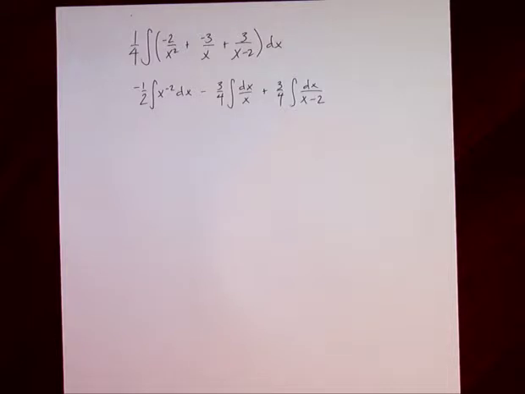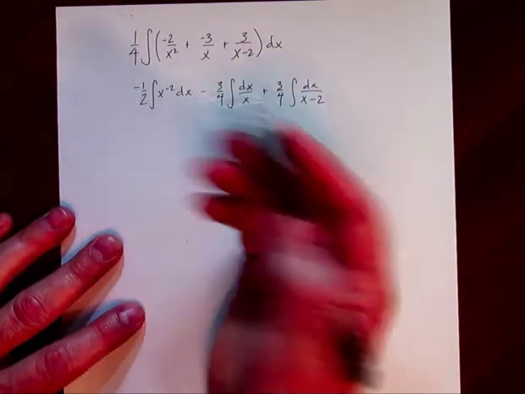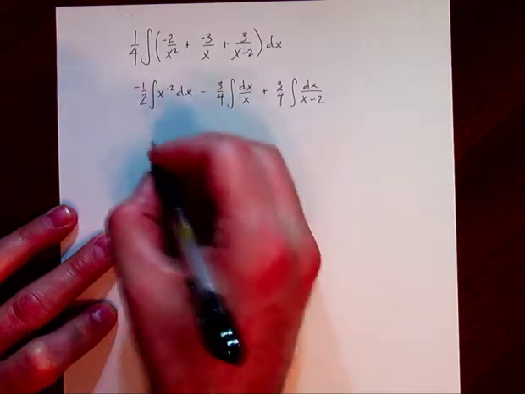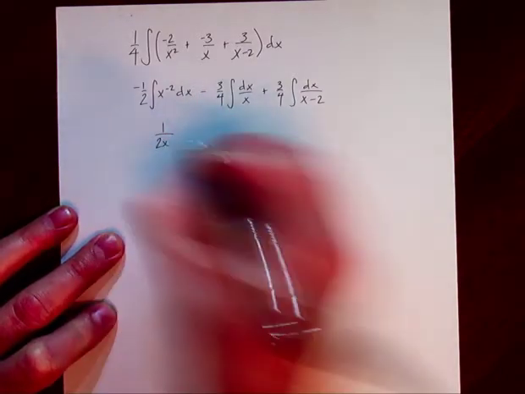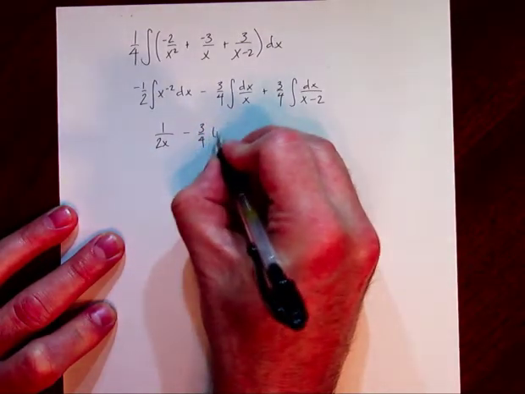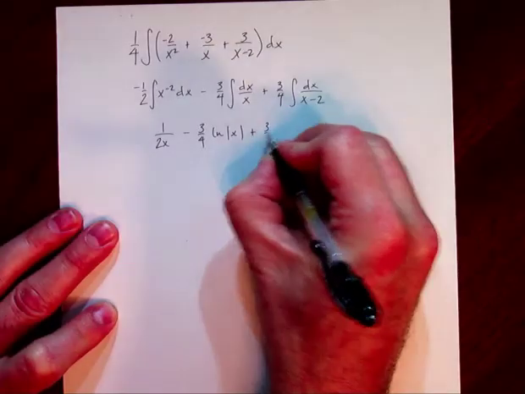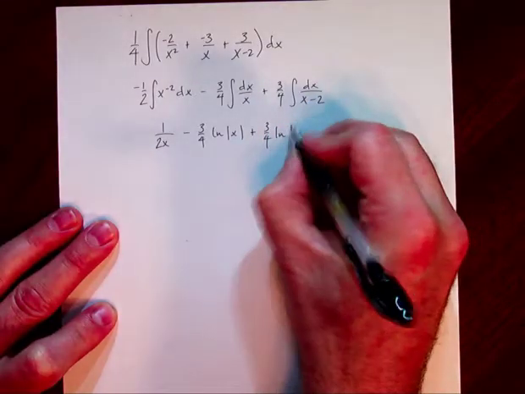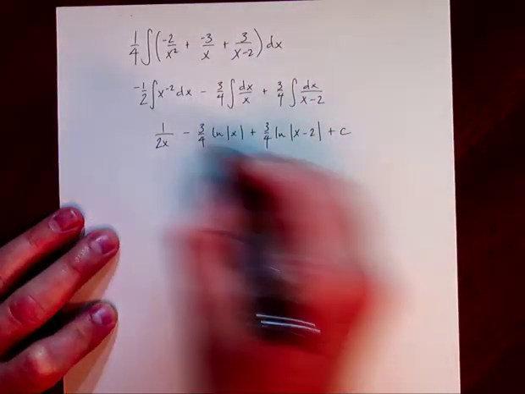Now, the integral of x to the negative 2 is negative x to the negative 1, so the negative of that integral will cancel out with the negative of the coefficient that's sitting out in front, and you're going to get 1/2 times 1 over x, or 1 over 2x. This one should be relatively straightforward. It's just natural log with the absolute value of x. This one also should be straightforward. It's simply the natural log of the absolute value of x minus 2, and then I tack on a plus c.